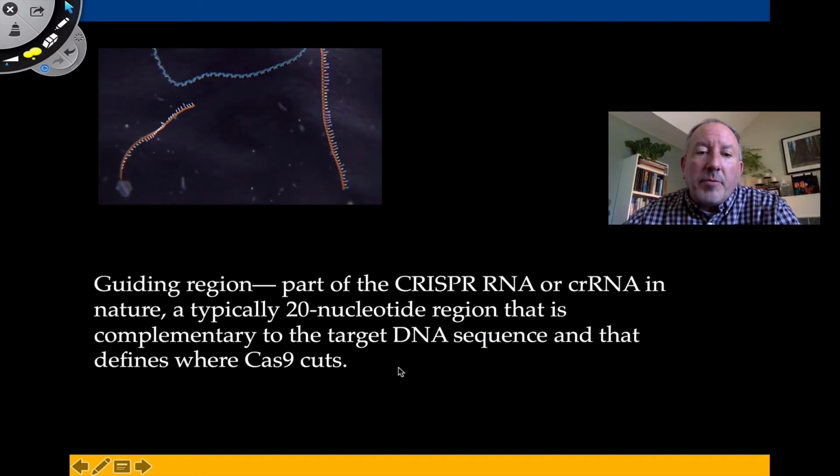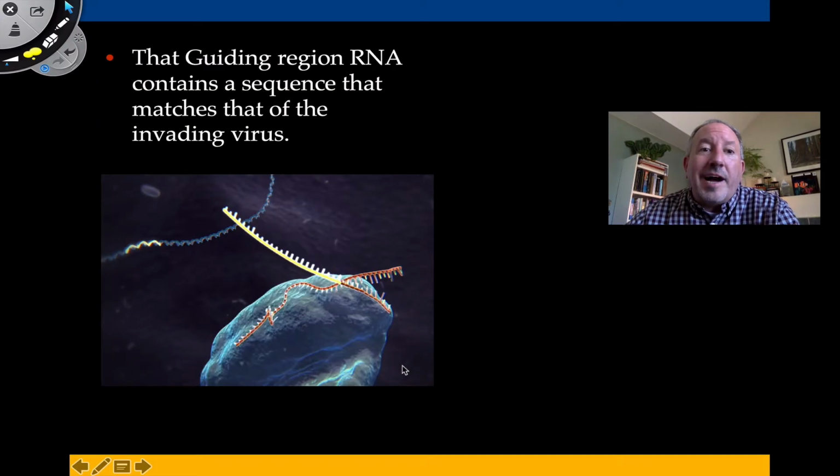And so the guiding region, part of the guide RNA, the CRISPR RNA, is typically around 20 nucleotides in length, that will be complementary and will pair up with the target DNA sequence, and that'll be where the Cas9 protein cuts. So the guiding region of RNA contains a sequence that matches the invading virus.